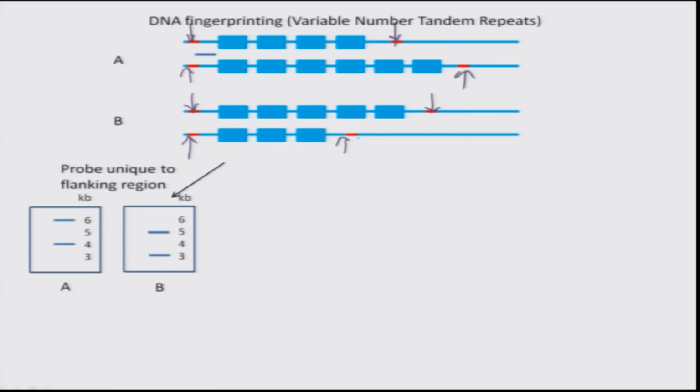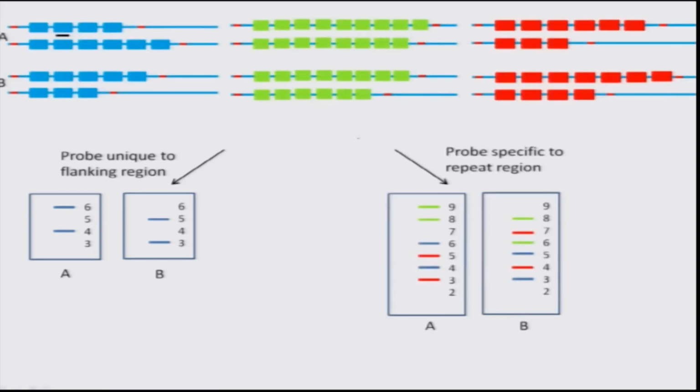But what if we use a probe which is specific to the repeat region and not the flanking regions? This is just 3 VNTR loci which I have shown, but we will get multiple banding patterns because a repeat might be present at variable regions in the genome.